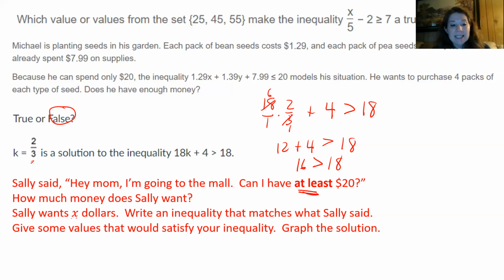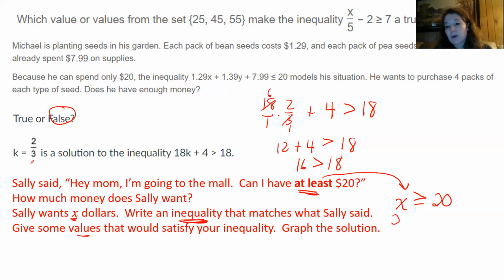Sally wants X number of dollars, right? In inequality, if Sally wants that, this much money must be greater than or equal to 20. So the words at least always goes with greater than or equal to. Just think about how much money you want. If you say, Mom, I need at least $10, that means $10 or more, right? So then it says, give some values that would satisfy my inequality.